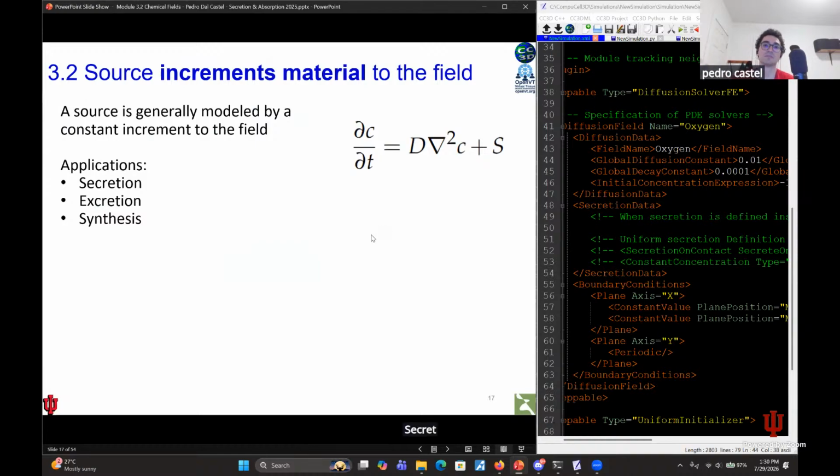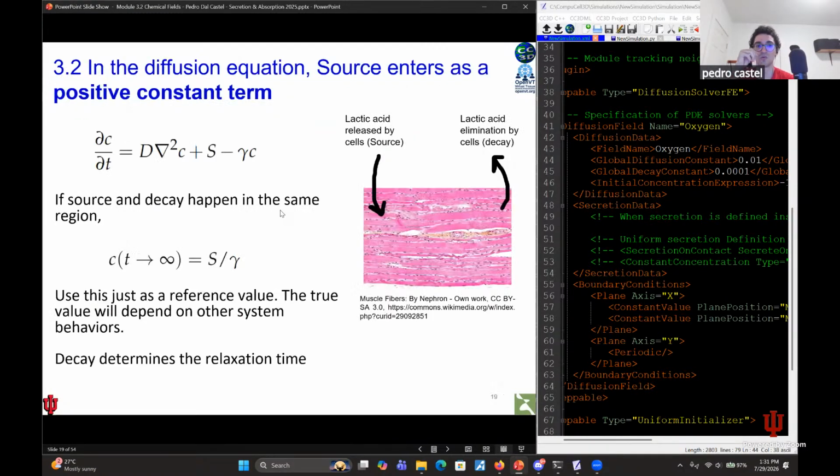Secretion, we implement secretion in the diffusion equation as an addition term, plus S. S here is a source term. It is something that is added to the field every time and everywhere in space. When we have both secretion and decay, for example, say a tissue that is both producing and eliminating the same substance, like a muscle, when you're working out, it's producing lactic acid, but it's also removing lactic acid. So you have both a source of lactic acid and a decay of lactic acid via whatever removal mechanism.